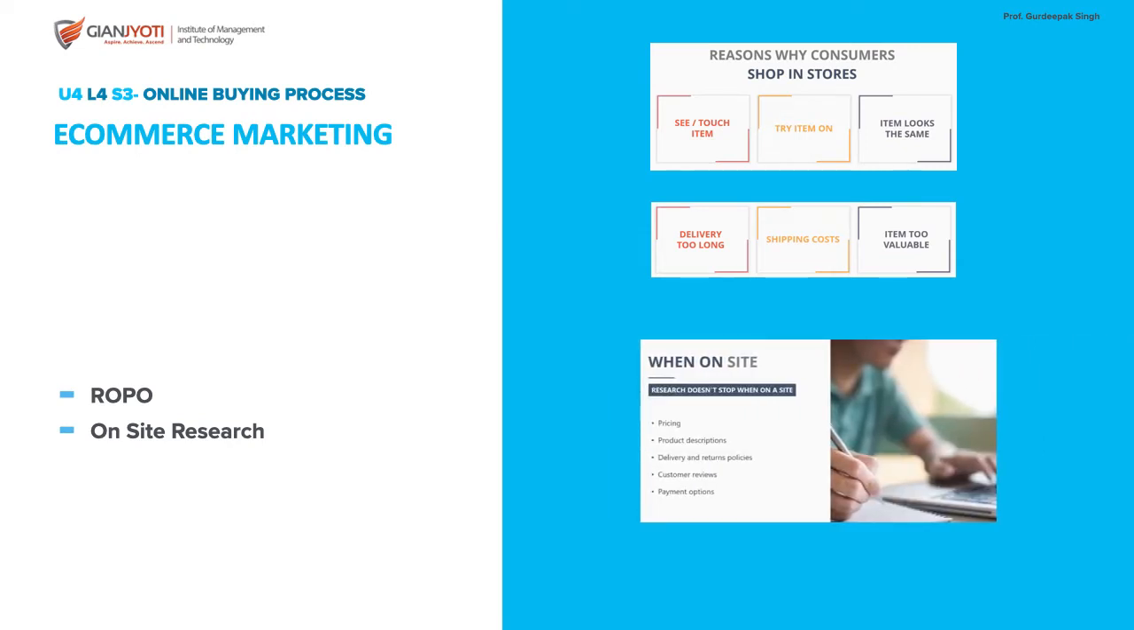But when people do the research online, even if they buy offline, they try to get all the information about the product which they are going to buy by doing the research. So the attributes they are looking at are the pricing, the product descriptions, delivery and return policy, and customer reviews, if there are any, and payment options. So, in a way, if your online information on the product is not good, they are not even going to buy offline. So, that is what we are talking here.